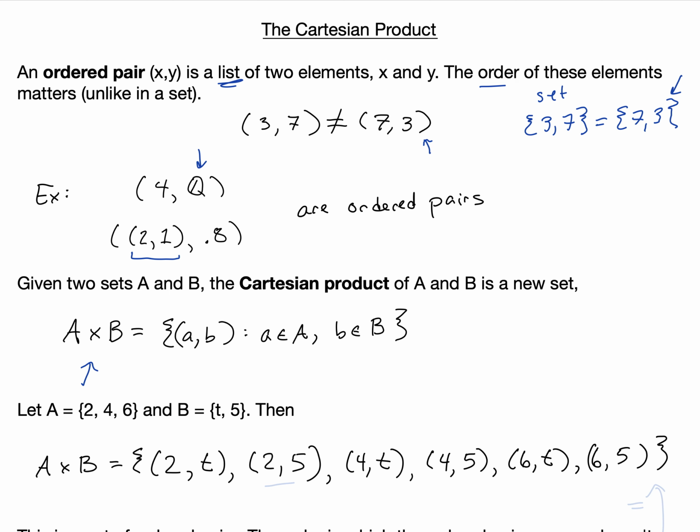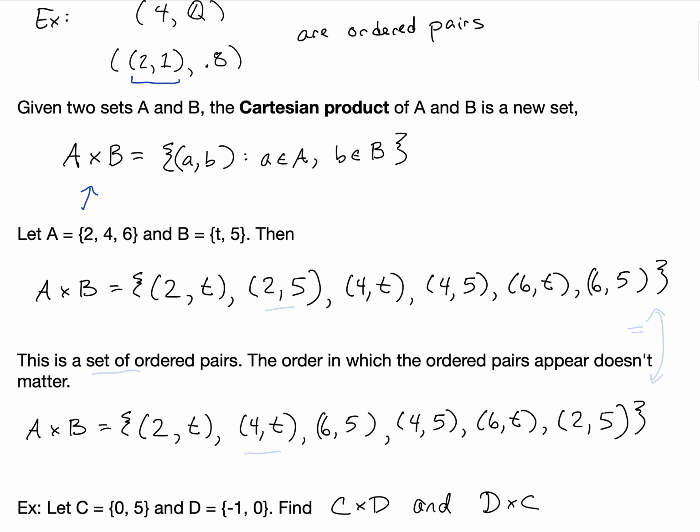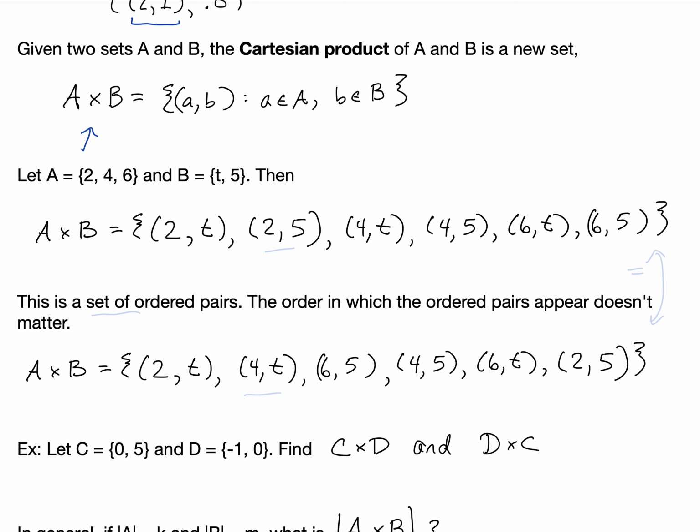As an example, if A is the set {2, 4, 6}, and B is the set {t, 5}, then the Cartesian product of A and B would be (2, t), (2, 5). So those are both elements where 2 is in A and t and 5 are both in B. (4, t), (4, 5), (6, t), and (6, 5). So that's the Cartesian product of those two sets.